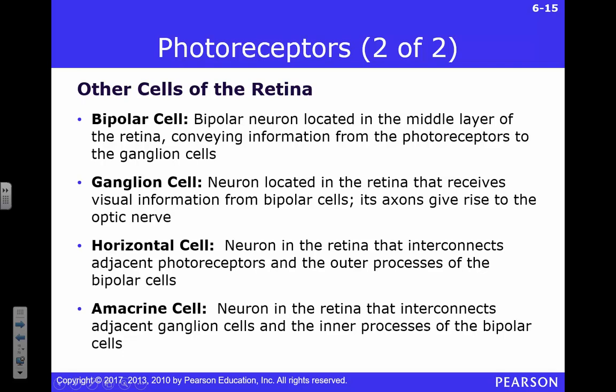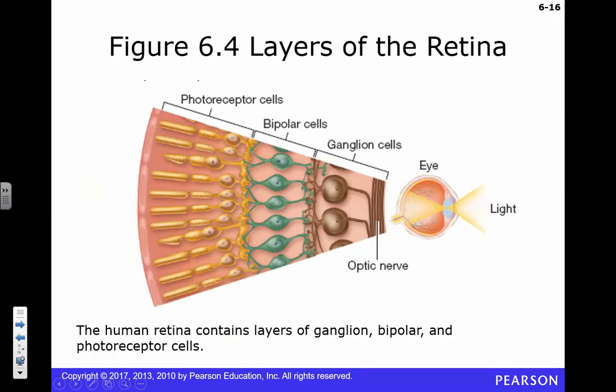Other cells that are in the retina besides your photoreceptors: we talked about the bipolar cells. They're great about collecting information across photoreceptors and getting that information out to the ganglion cells. The ganglion cells are actually the first to fire an action potential. No one else in the retina is firing an action potential. Up until then, we just have these graded receptor potentials, not a full action potential. Horizontal cells grab between the bipolar cells and collect information. Amacrine cells do the same thing between the ganglion cells.